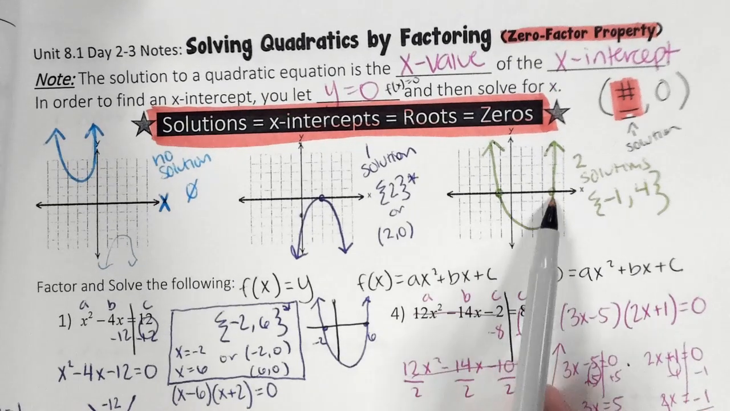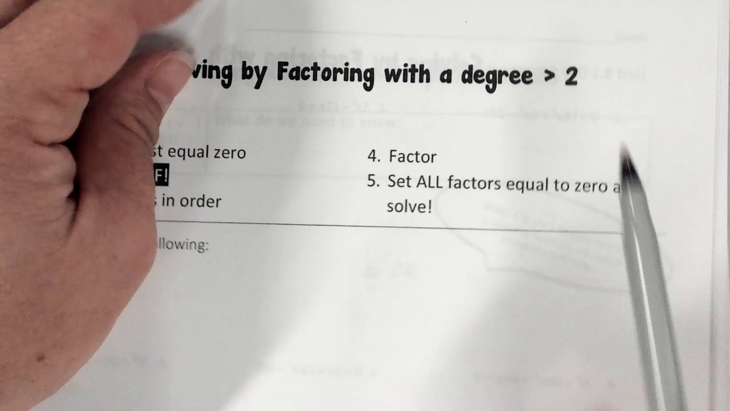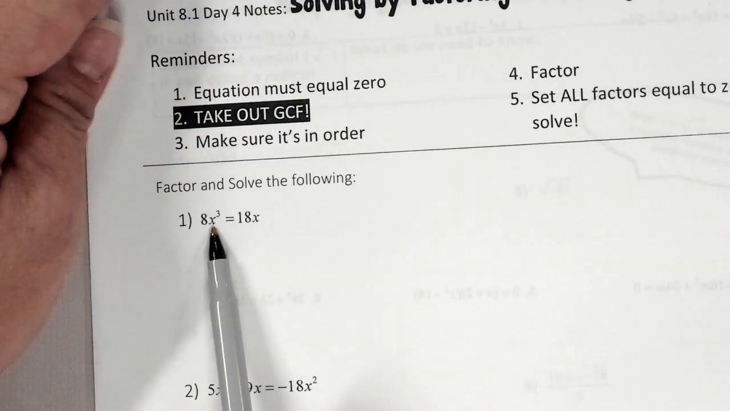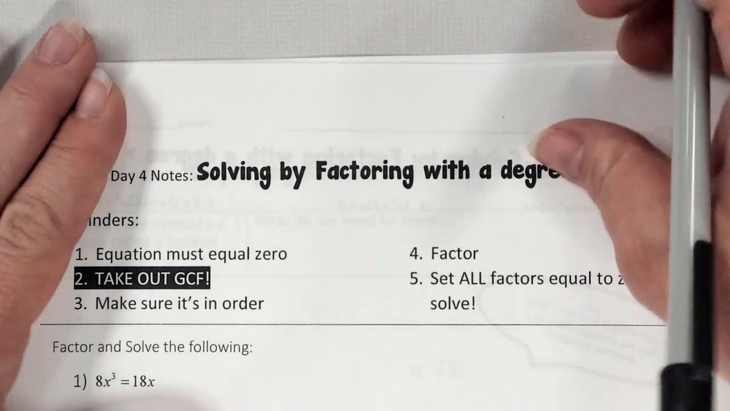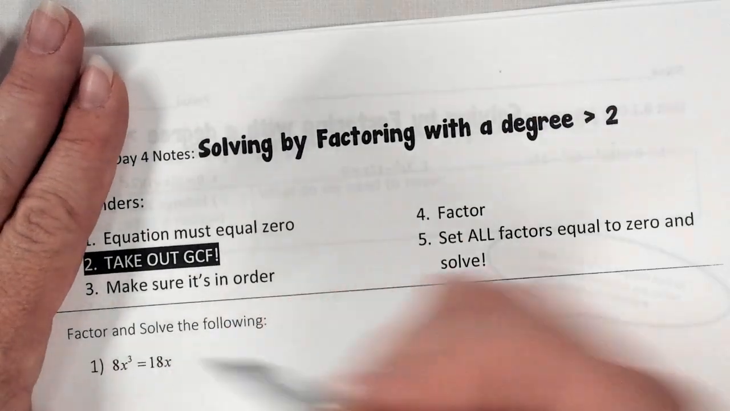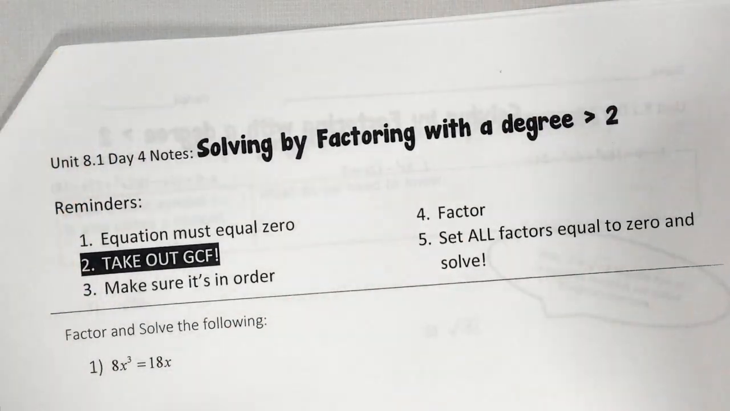Didn't we have at most 2 answers? So if we have a degree greater than 2, of 3, what do you think the most answers we can have? 3. And that's exactly right. So if you had a 4th root, like if you had a degree of 4, it could be 4 answers, so on and so forth.